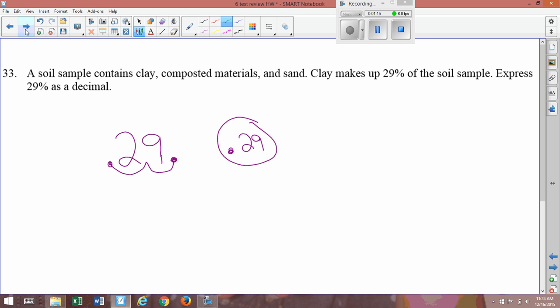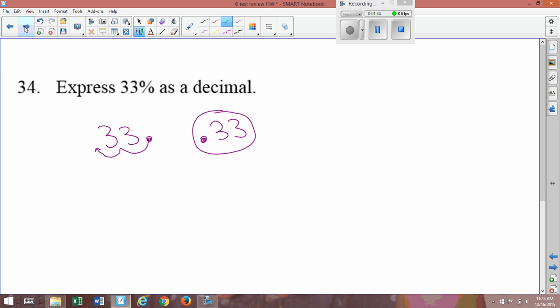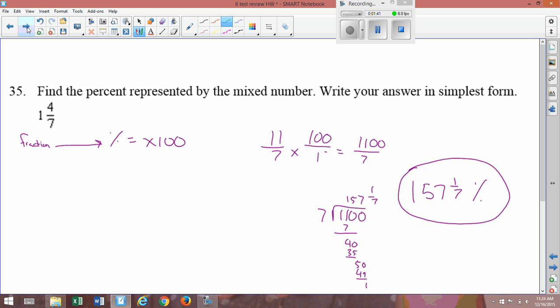A soil sample contains clay and composted materials. Clay makes up 29% of the soil. Express 29% as a decimal. Again, we're going from P to D, so our decimal is going to be moving to the left, and you get 0.29. Express 33% as a decimal. We're going from P to D, so you're moving 2 places to the left, and you get 0.33.